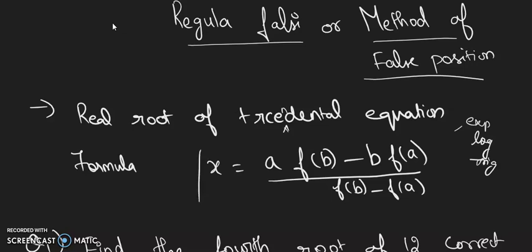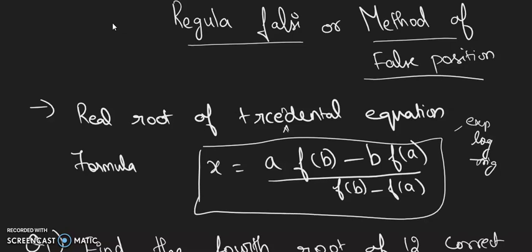And this is the formula: x is equal to a into f of b minus b into f of a by f of b minus f of a. Remember in the previous method, Newton-Raphson, if the initial value is not given, how to select the initial value? I said the root lies between 2 points. So it means the root lies between a and b. We need two initial values to start this.